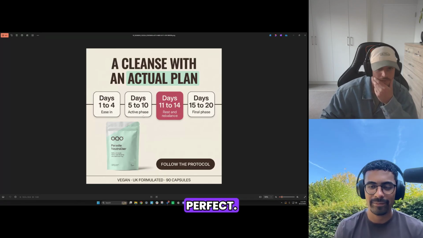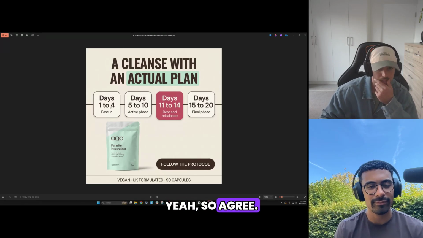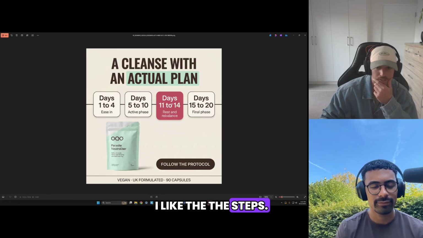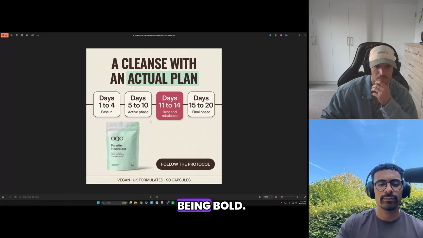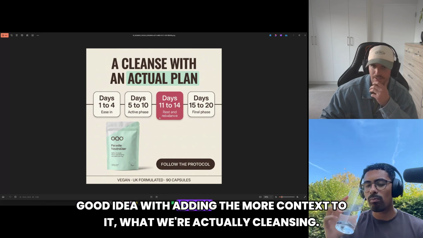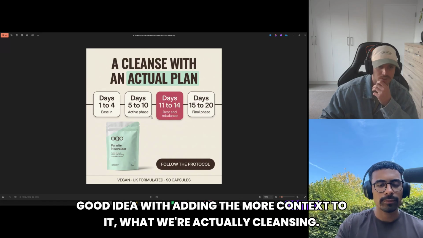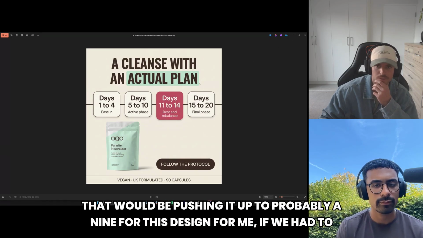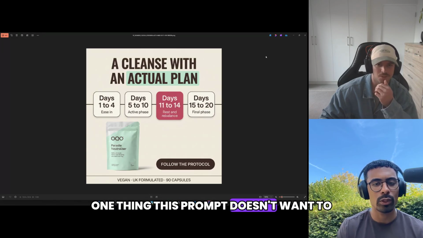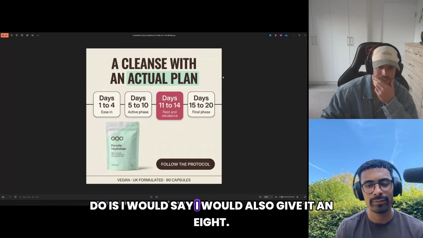Okay, perfect. Yeah, so agree. I like the steps. Also highlighting the main step where you start seeing improvements and the headline being bold. Good idea with adding more context to it, what we're actually cleansing. That would be pushing it up to probably a 9 for this design for me, if we had to add that. Nice. And what are you giving it now? I would also give it an 8.